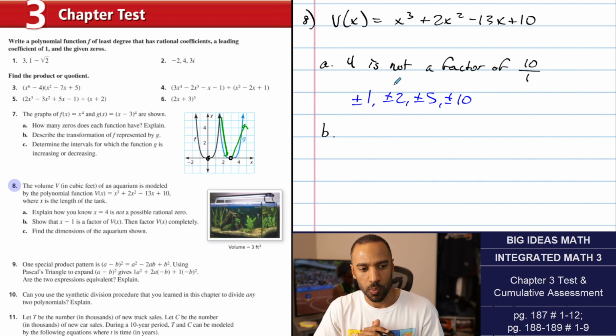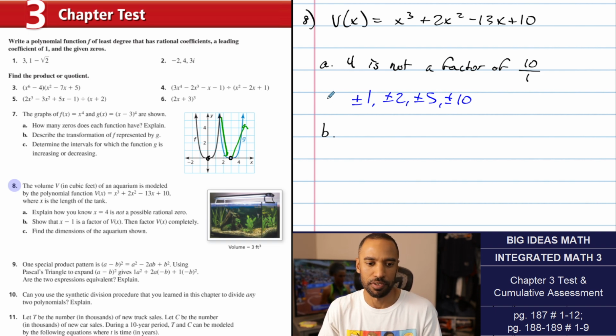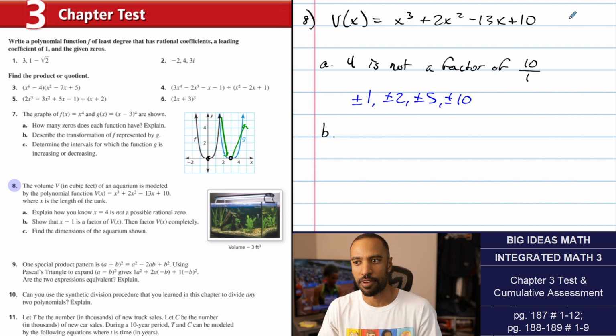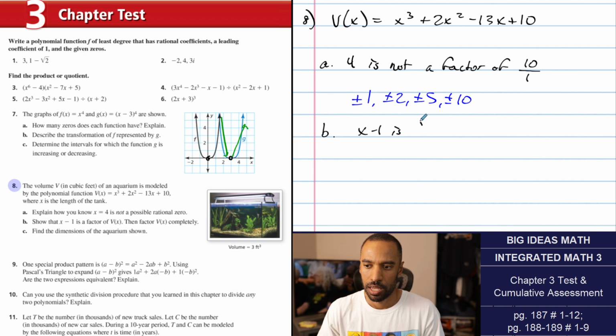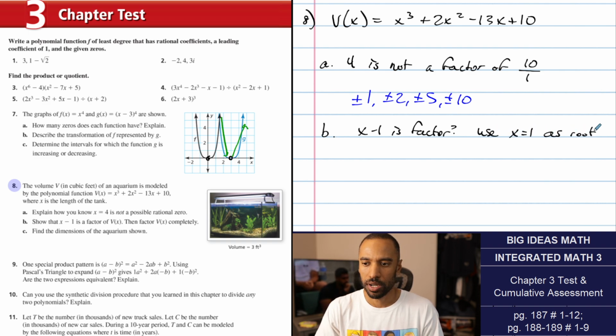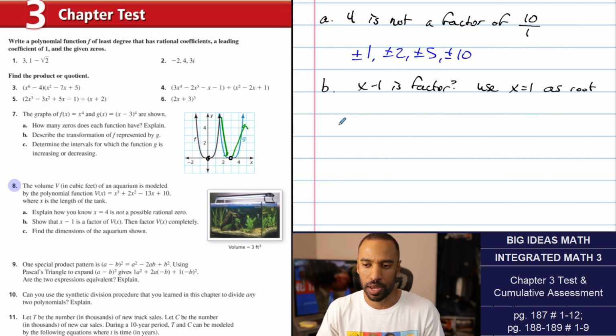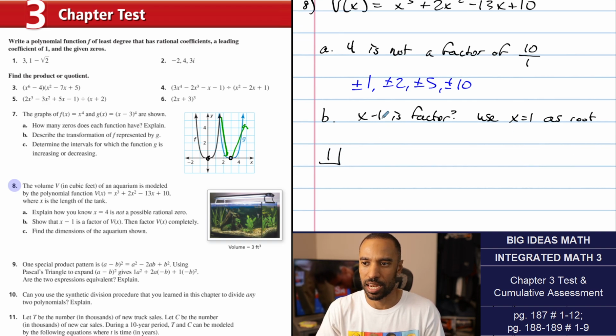Part B: show that x minus 1 is a factor of v of x, then factor v of x completely. To show that it's a factor, you're going to want to use synthetic division, because factoring is a part of the division and breaking this thing down. If x minus 1 is a factor, use x equals 1 as the root. So we're going to divide by x minus 1, or factor out the x minus 1, but 1 is the root in synthetic division.